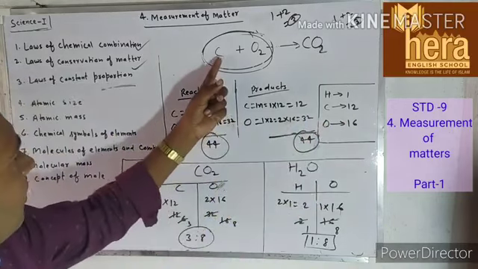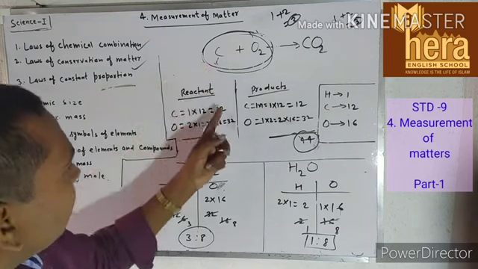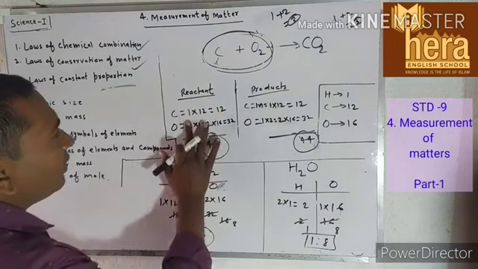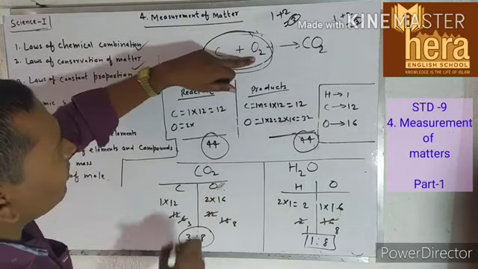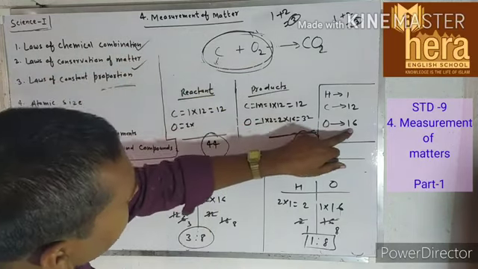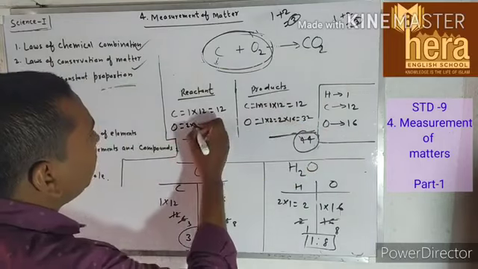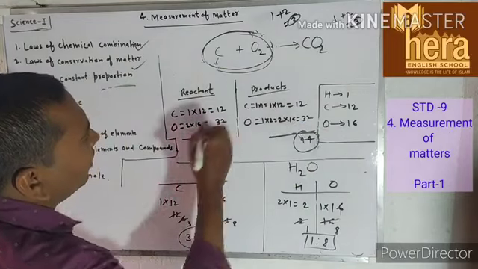Here is 1 carbon, so atomic mass is 1 into 12, that is 12. And here are 2 oxygen atoms, so 2 into the atomic mass of 1 oxygen atom, which is 16. So 2 into 16, that is equal to 32.